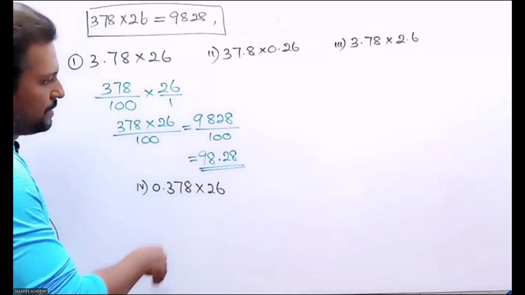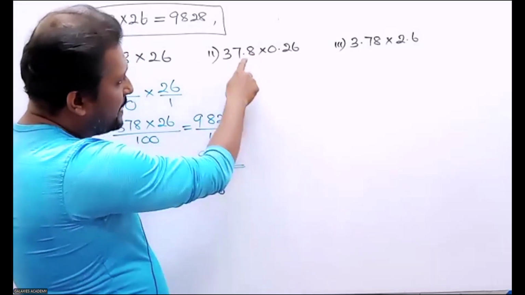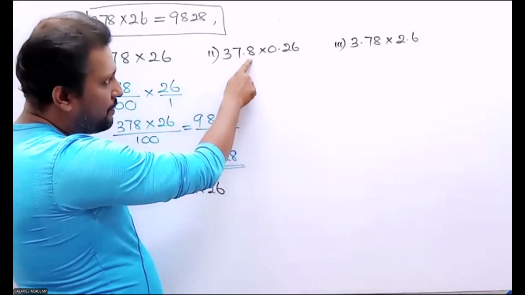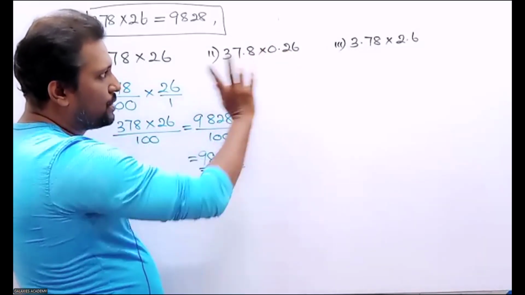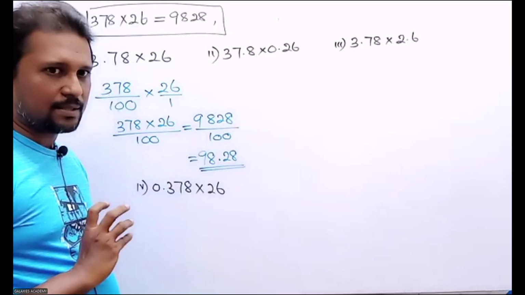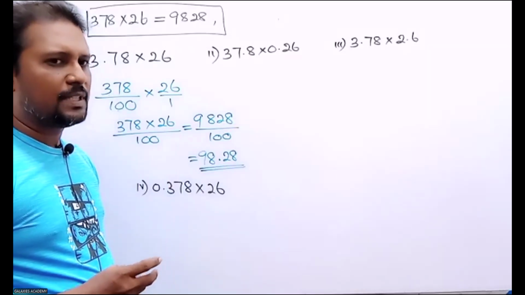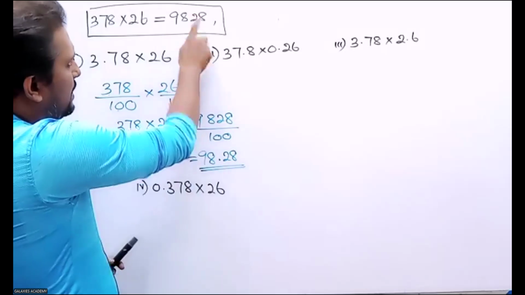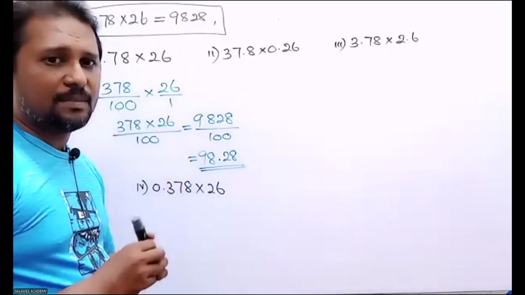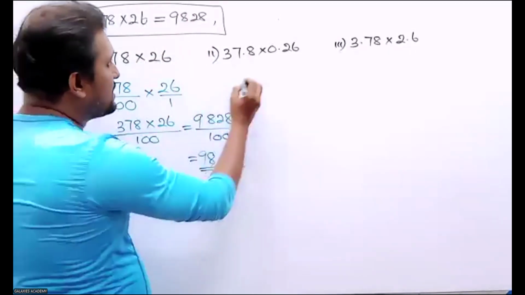Right? Then look at this one. How many decimal places does this one have? This one 1, this one 2. So totally there are 3 decimal places, no? Now can you tell me what the answer of this one is? In this answer you have to keep 3 decimal places. So what is the answer?